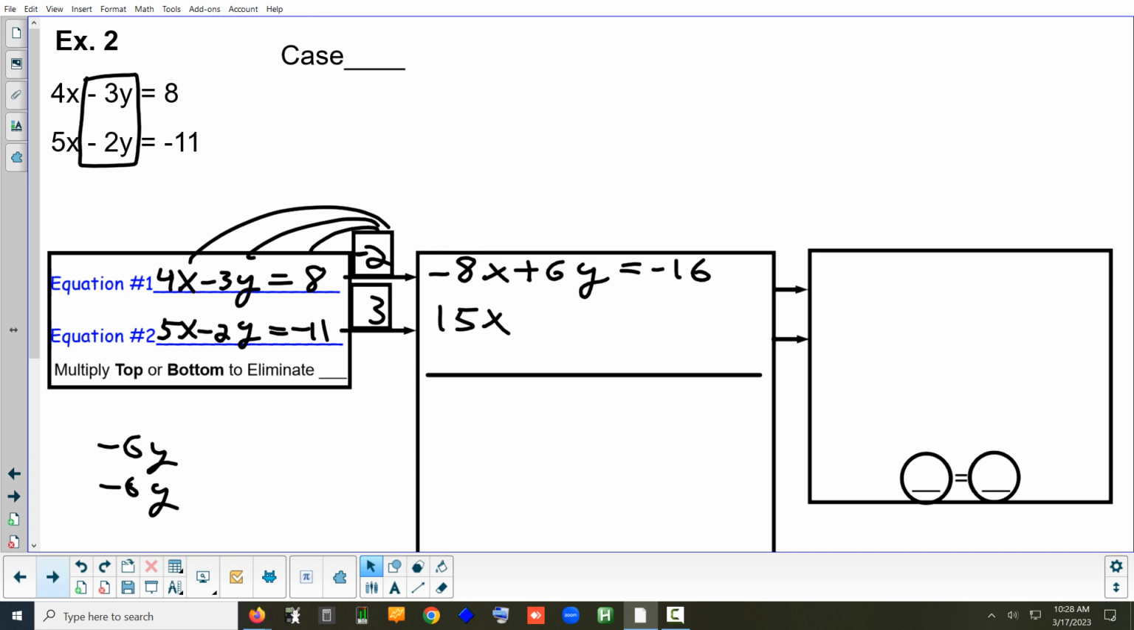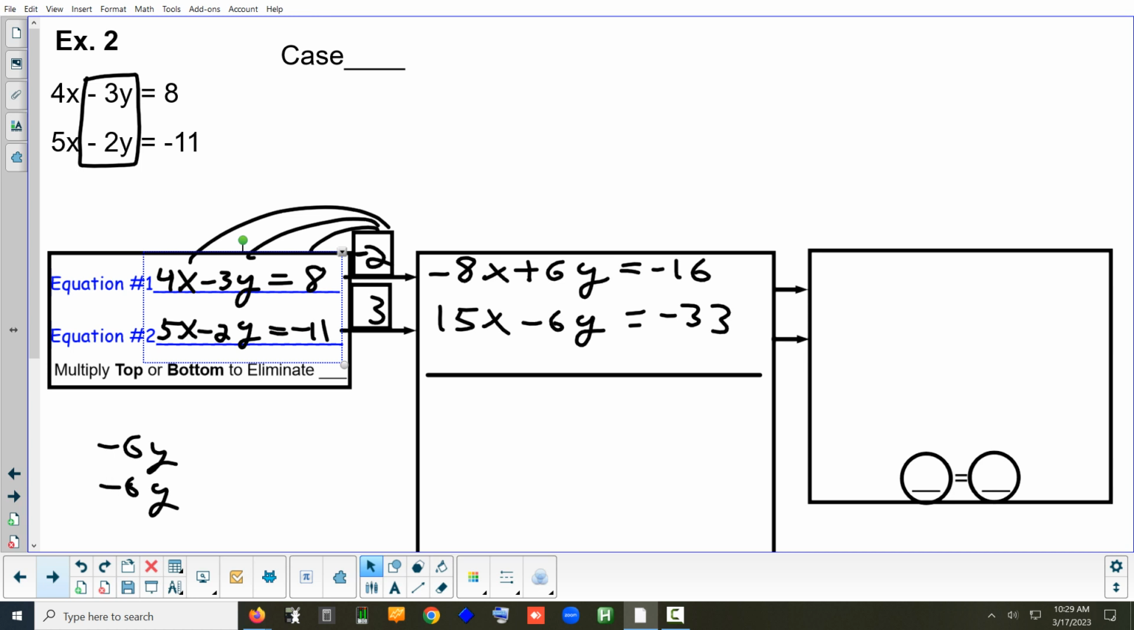Yes, good. Negative 6y. And what's 3 times negative 11? Negative 33. Perfect. So now, if you pick the right numbers, a column should cancel. If it doesn't, we didn't pick the right numbers.